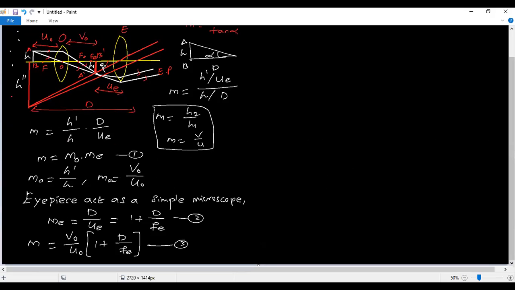This is the diagram formula M: tan beta divided by tan alpha. Apply the value of tan alpha and tan beta, and the M formula is M equal to M naught into Me, where M naught is v naught divided by u naught, and Me means magnifying power of the eyepiece. The eyepiece acts as a simple microscope, so you can directly take the formula 1 plus D by fe. That's all.